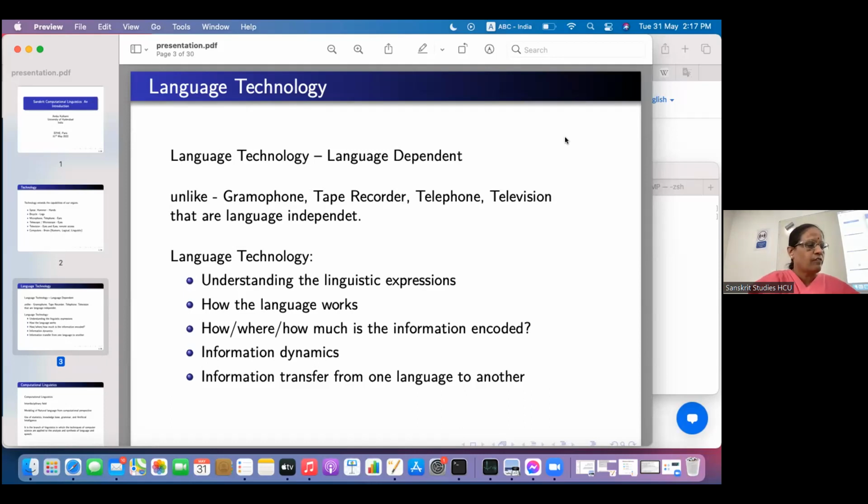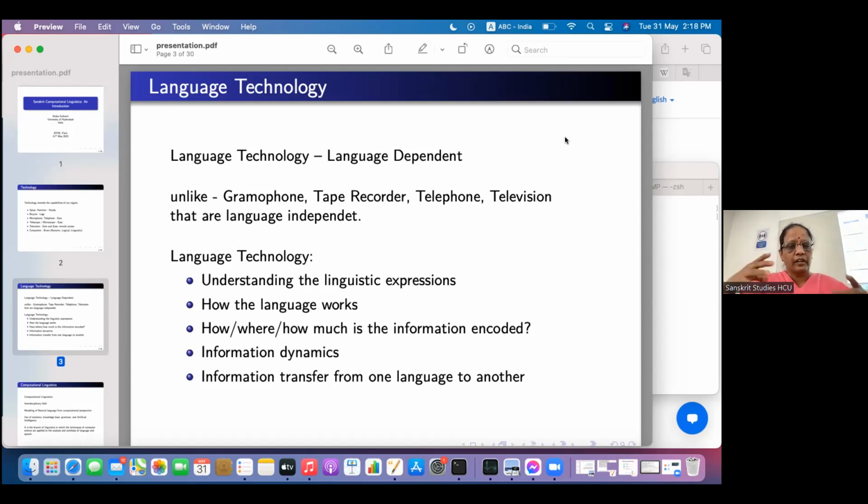If I have an OCR for English, for Roman script, it may not work for Devanagari. We need to train it once again right from scratch. So this is what I mean by language dependence. Whereas with gramophone, tape recorder, telephone, television, everywhere, only the sound was converted to, say, electromagnetic waves or whatever, and then they were transmitted. And again reconverted back. So there, the technology was totally language independent.